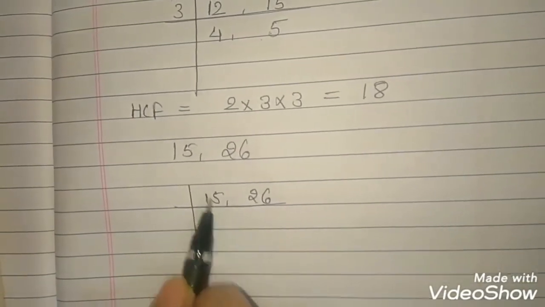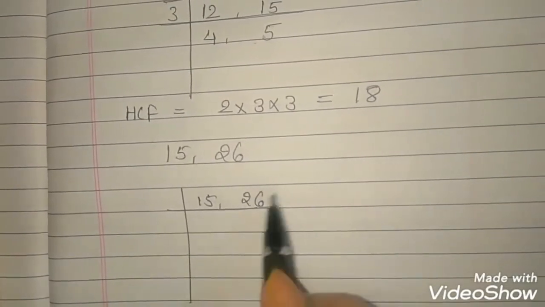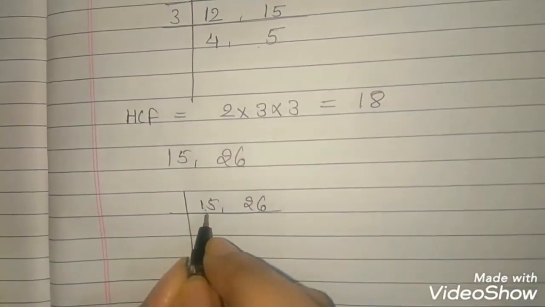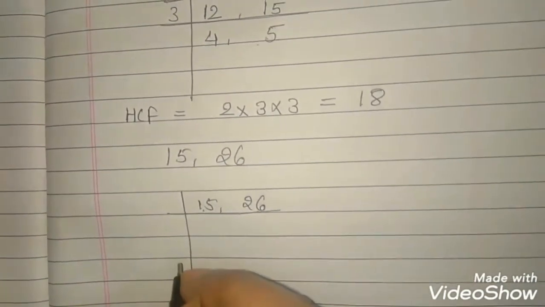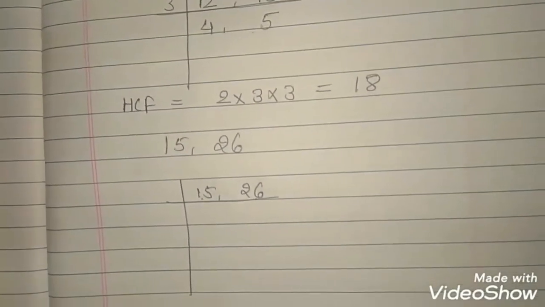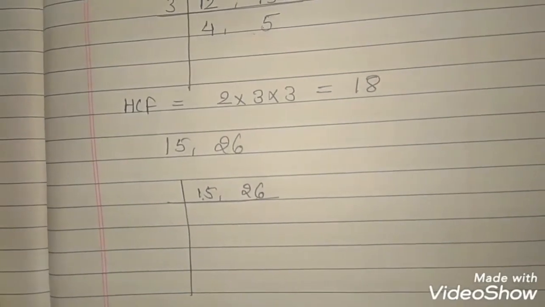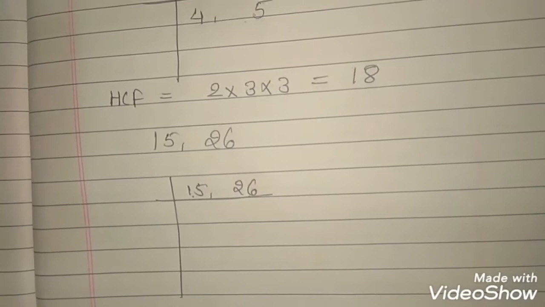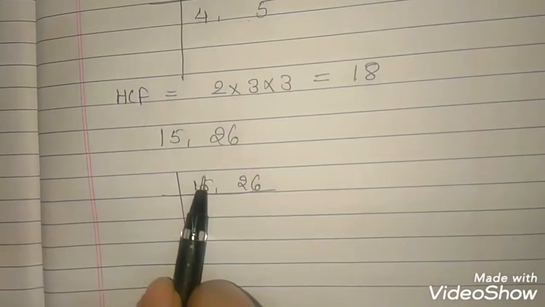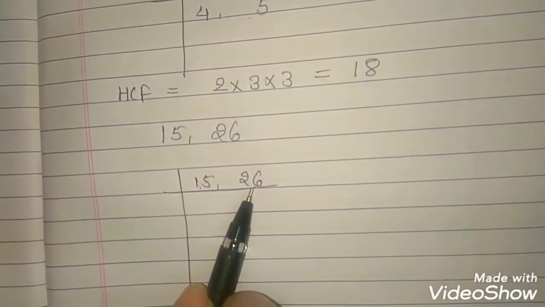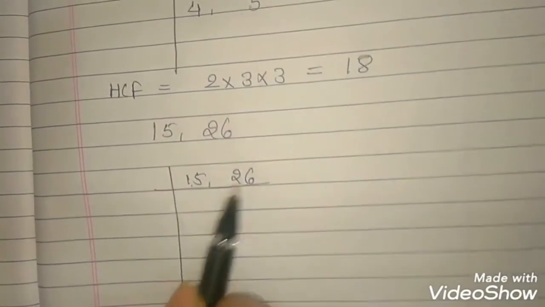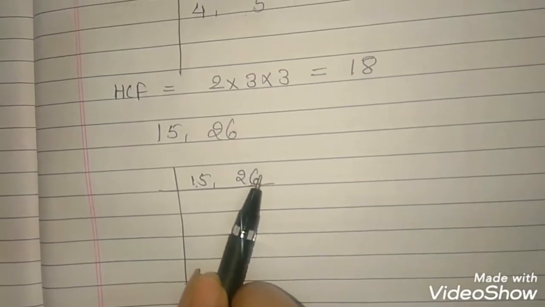Again, this is 15 and this is 26. So dividing it by 3. 15 is divisible by 3, but 26 is not. So again we cannot take 3. 4. 15 is not divisible by 4 and 26 is also not divisible by 4. So 4 also cannot be taken. 5. 15 is divisible by 5 but 26 is not. Okay. So we can see here there is no any common factor between the 15 and 26.